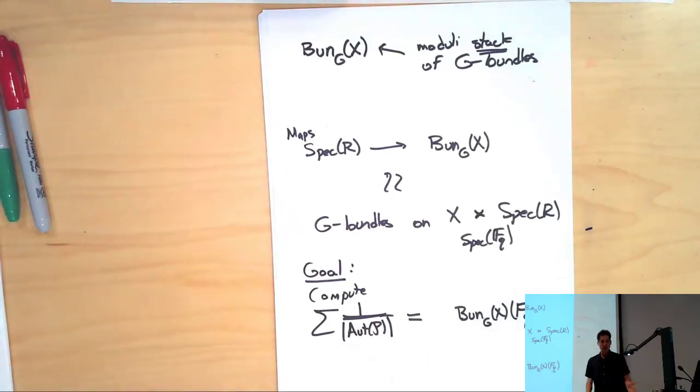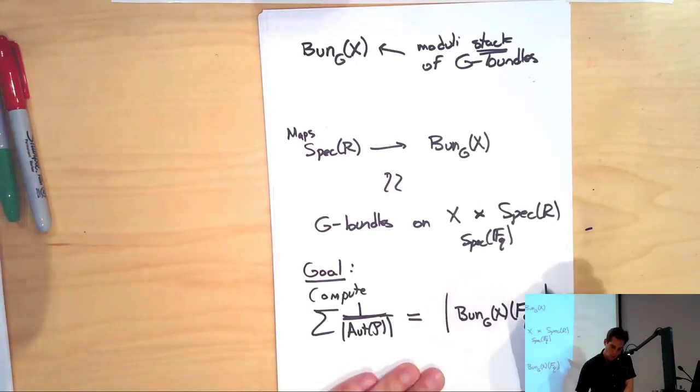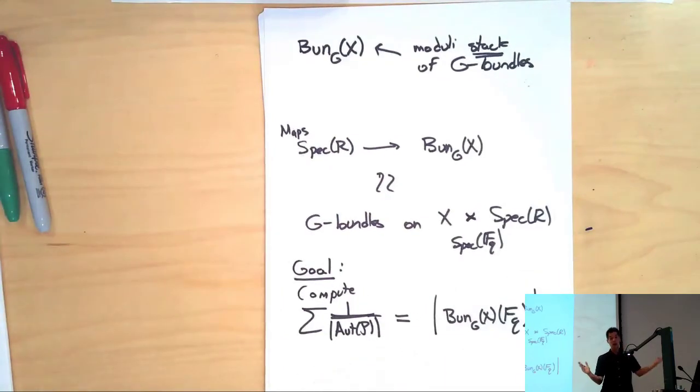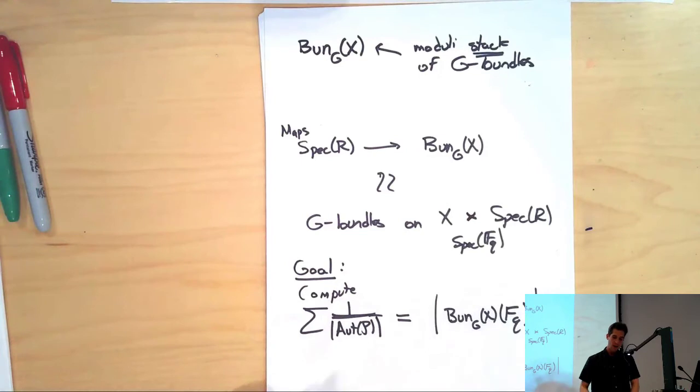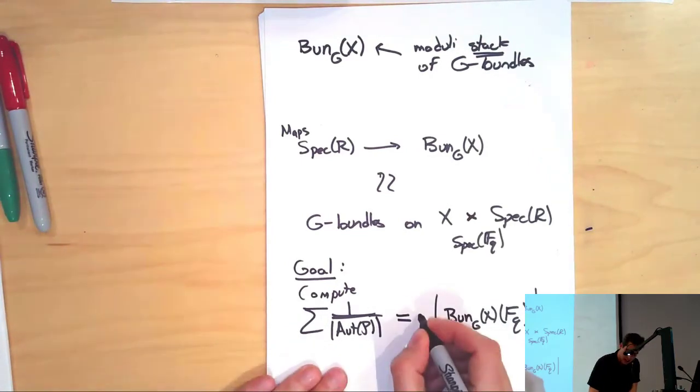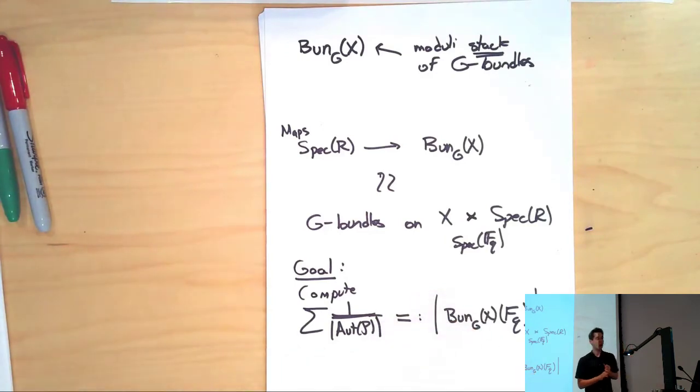And if you ignore these denominators, then what I'm just asking for is the number of F_q-valued points on Bun_G(X). But what I'm literally asking for is not the number, but the number counted with multiplicity, where the multiplicities have to do with these finite symmetry groups. So I'm going to write |Bun_G(X)(F_q)|, with absolute value signs around it, to mean that you're measuring the size counted with multiplicity. In other words, that's just a name for what appears on the left-hand side. And we would like to say something about this.